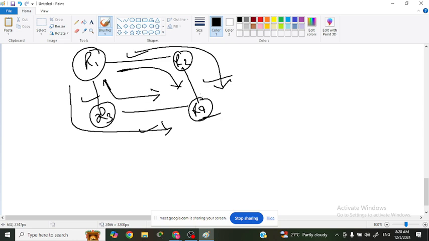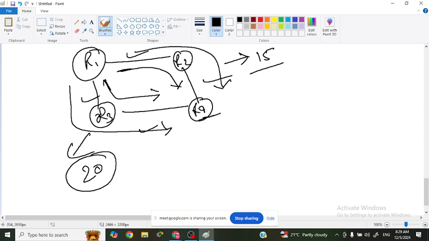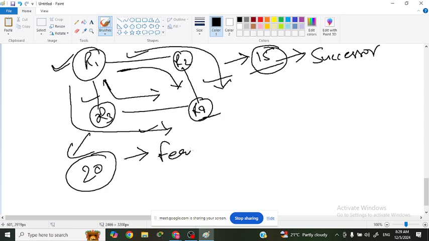Okay. So in this case, let's suppose the cost to reach from R1 to R4 is 15 from this path and it is 20 from this path. Then what will R1 do? R1 will install this path as a successor, and this path as a feasible successor. So once this path goes down, then R1 will use the feasible successor.